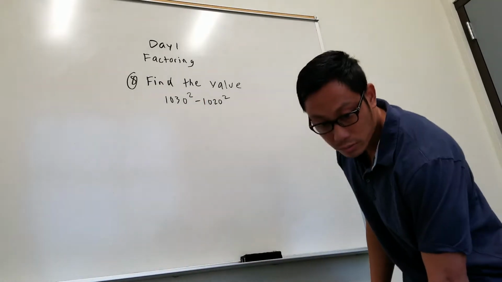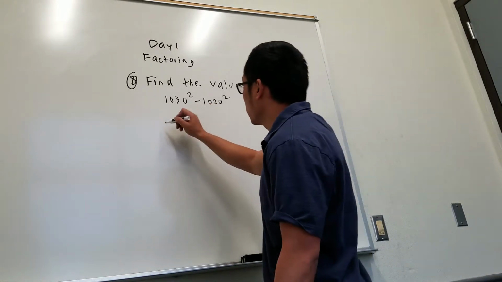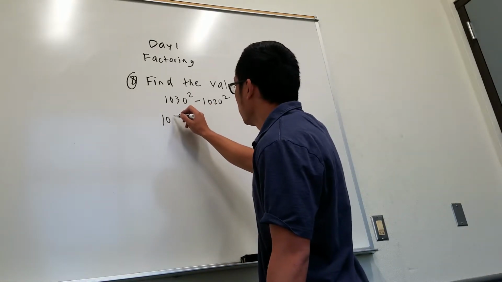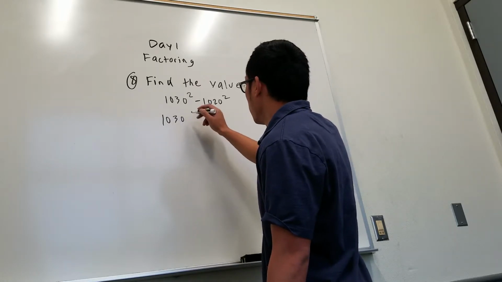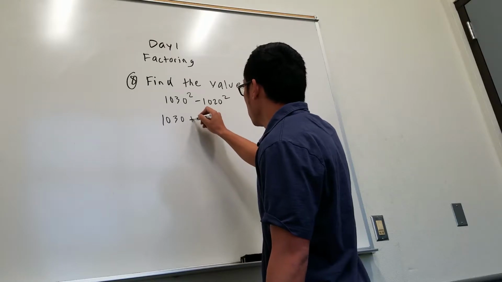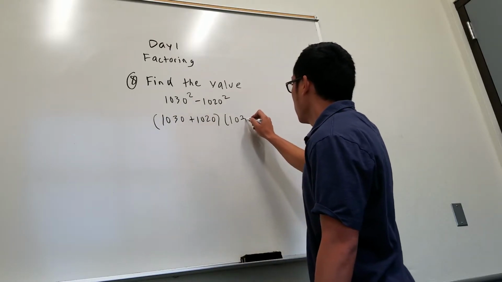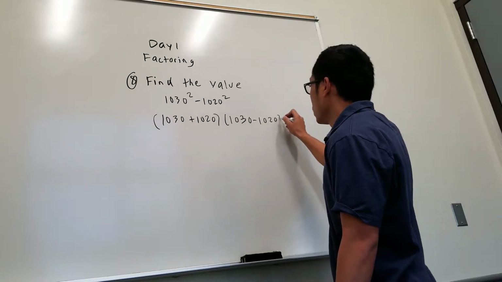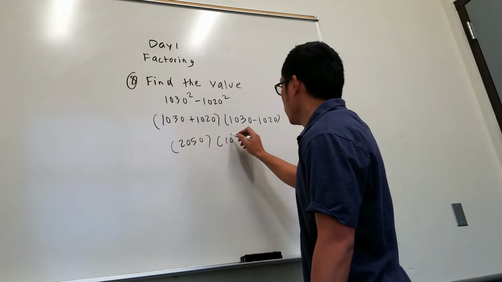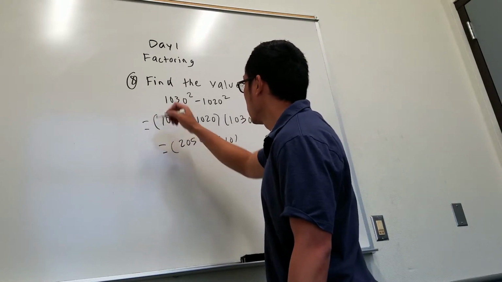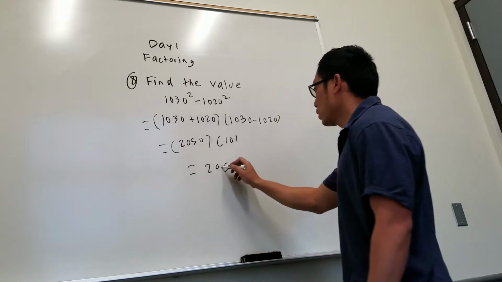So how do I do this? I know this is a difference of squares. You have a squared minus b squared, so this is going to be a plus b times a minus b, right? So what is a plus b? You have 1030 plus 1020, and a minus b, which is 1030 minus 1020. This is really just 2050, right? Then times 10, so we're just adding a 0 to that. So this would be 20,500. That's it.